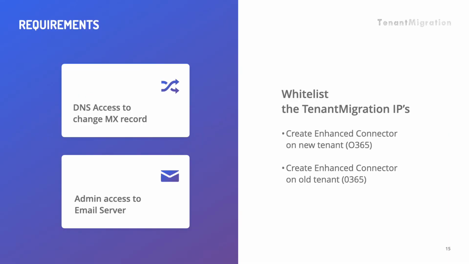What our system requires is that you have access to be able to change the MX record. And then you should also have admin access to your email server so that we can whitelist those IPs. The reason that the IPs need to be whitelisted is because we are effectively acting as a man in the middle, and we will break DMARC, and those emails will get rejected if the target email server doesn't know our IP addresses. And again, there's comprehensive documentation on how to configure that.